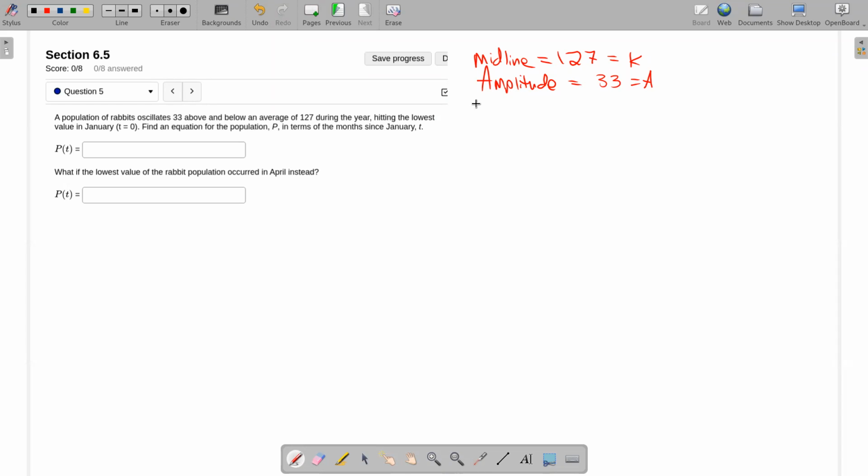So our period must be measured in months, 12 months. So we can get our multiplier because the period P, not population P, is always 2 pi over our multiplier B, our horizontal stretch or compression multiplier. So that's equal to 12, multiply B up and the 12 down. We get 2 pi over 12, our multiplier is pi over 6. And then the only thing we have to do next is think about a phase shift.